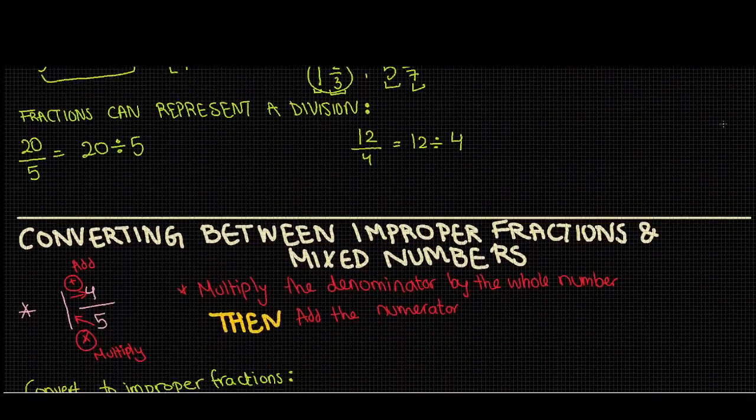Just to remind you here that fractions can represent a division. So 20 over 5 is 20 divided by 5. And if we want to solve this, 20 divided by 5 is 4. Similar here, 12 over 4 is the same as 12 divided by 4, and it equals 3.